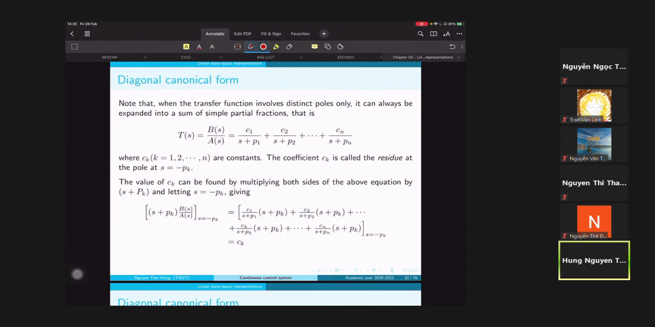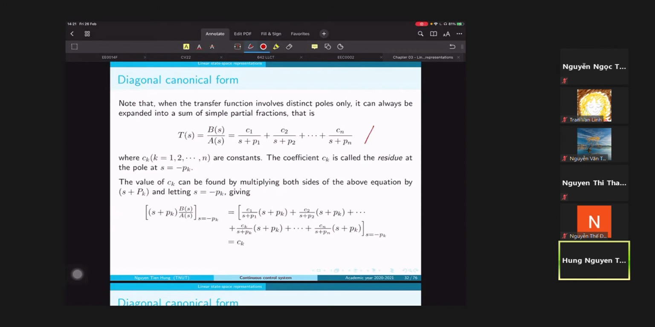Now assume that we can represent it like this, a strictly proper system. In case it is not, I will show you later. But we assume that we have no Bn, and we represent the system in this form: T(s) equals C1 over (s plus P1), plus C2 over (s plus P2), and so on, up to Cn.